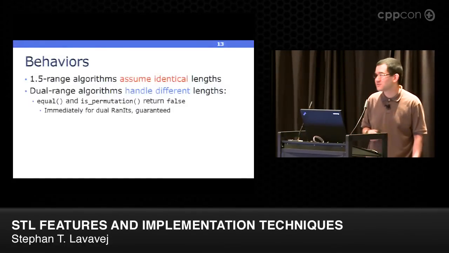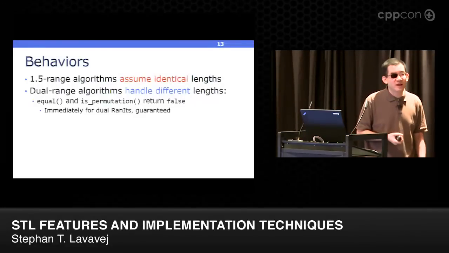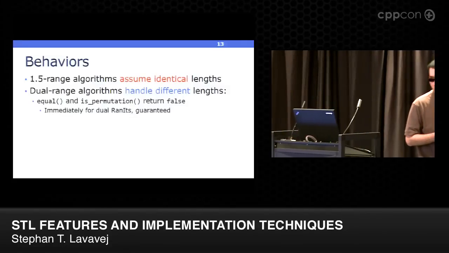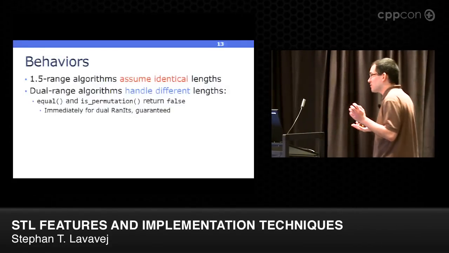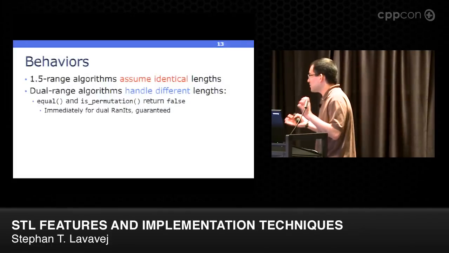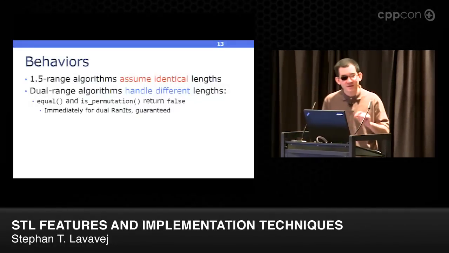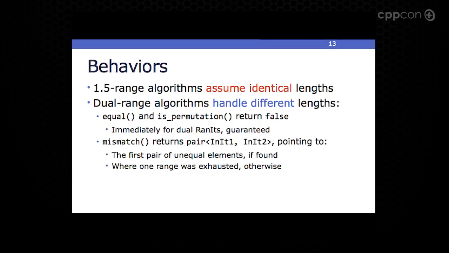For equal, this is basically never what you want. Same for is_permutation. For mismatch, also usually not what you actually want. Whereas the dual range algorithms handle differently length ranges in a very natural way. Equal and is_permutation are like, hey, ranges of different lengths, they can't possibly be equal. They can't possibly be permutations of each other. And the standard has a little extra optimization where if you pass some random access ranges, it can actually detect different lengths in constant time. We'll see how that's implemented.